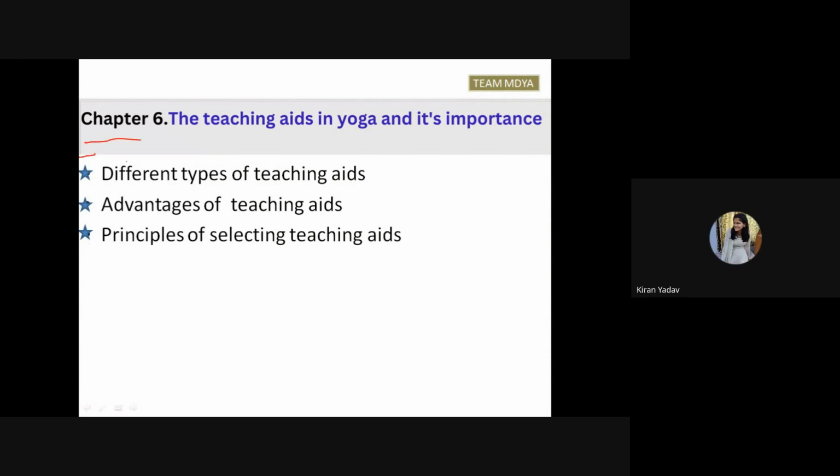So in this chapter we will study these 3 things: different teaching aids in yoga and their importance, different types of teaching aids, advantages of teaching aids, and principles of selecting teaching aids. So what do you think, why do we use teaching aids in yoga, how do teaching aids help in teaching?